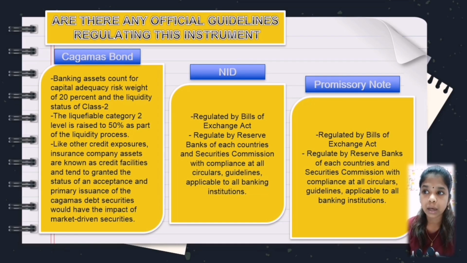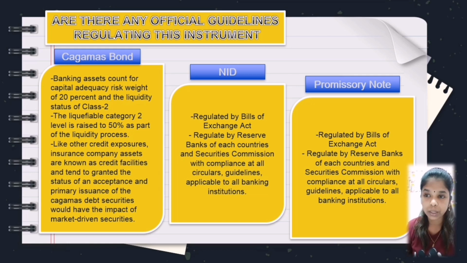Next slide: are there any official guidelines regulating these instruments? First, for the Cagamas bond, banking assets count for capital adequacy at a risk weight of 20% and the liquidity status of class 2. The liquefiable category 2 level is raised to 50% as part of the liquidity process. Like other credit exposure, insurance company assets are known as credit facilities and tend to be granted the status of an acceptance, and primary issuance of Cagamas debt securities will have the impact of market-driven securities.